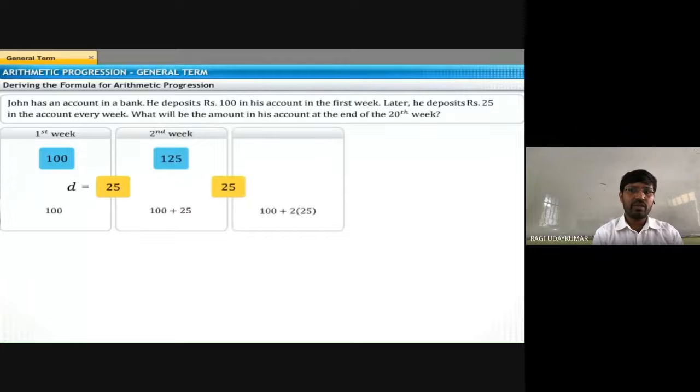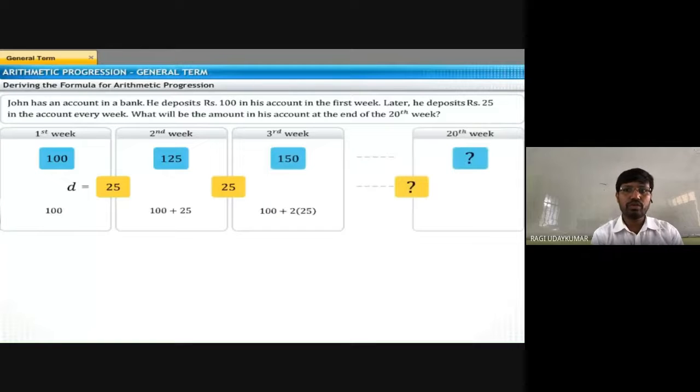Next, the second week is over. In the third week, again 25 should be added: 100 plus 2 into 25, 2 times 25 should be added. Like the 20th week, if you want to find out the third term, you add 2 times d, isn't it? For the fourth week, 3 times is added; for the fifth week, 4 times is added; for the 20th week, 19 times that d should be added to the a. Did you understand here? Why for the 20th week you need one less.